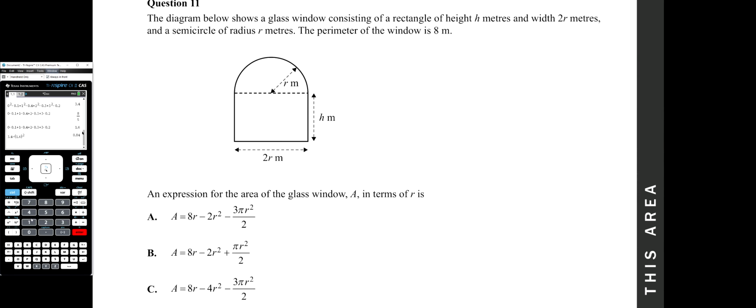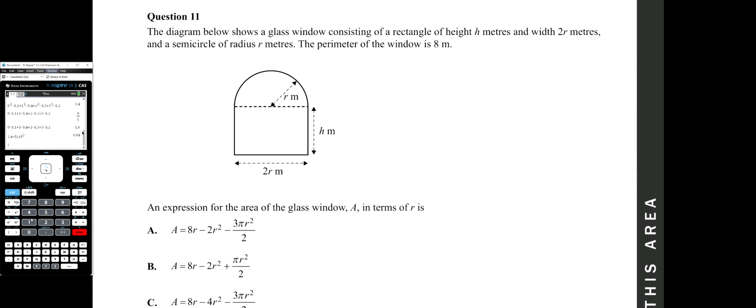Moving on to question 11, we are given a glass window with a few dimensions on it. Height is h, width is 2r, and a semicircle of radius r. We are told that the perimeter of the window is 8 meters. So what this means is we'll need to create a constraint equation between r, h, and the 8.